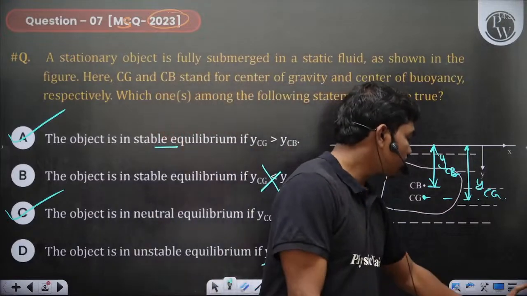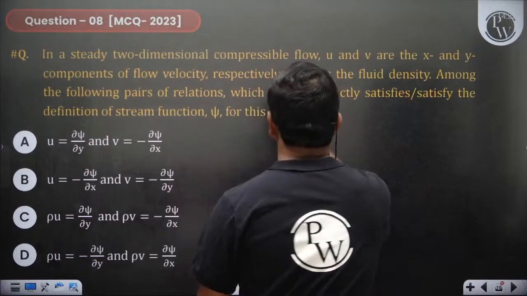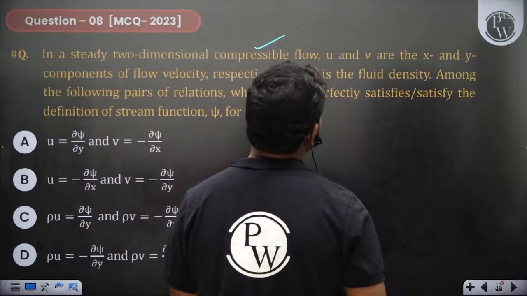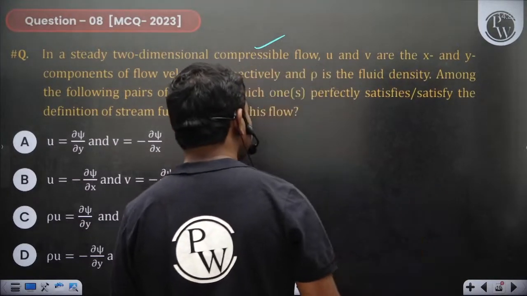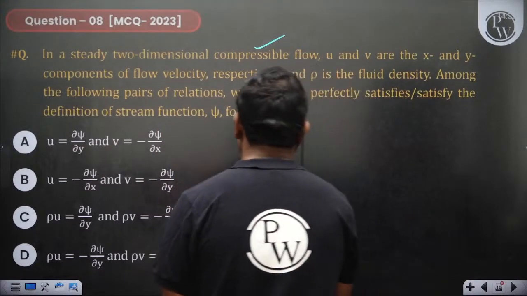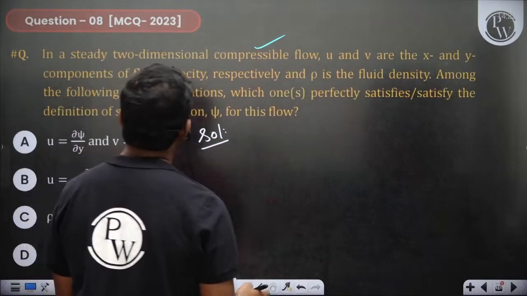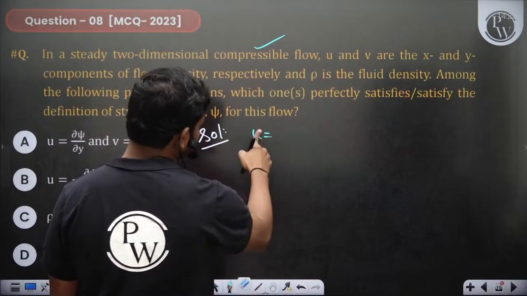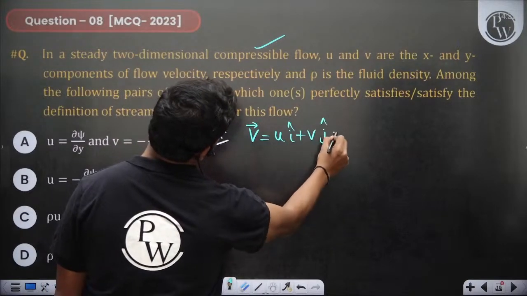So let's solve this question. In a steady 2D compressible flow, U and V are the x and y direction components of velocities, and rho is the fluid density. Among the following pairs of relations, which one perfectly satisfies the definition of stream function psi for this flow? If you see the solution, the velocity field is given as Ui plus Vj.